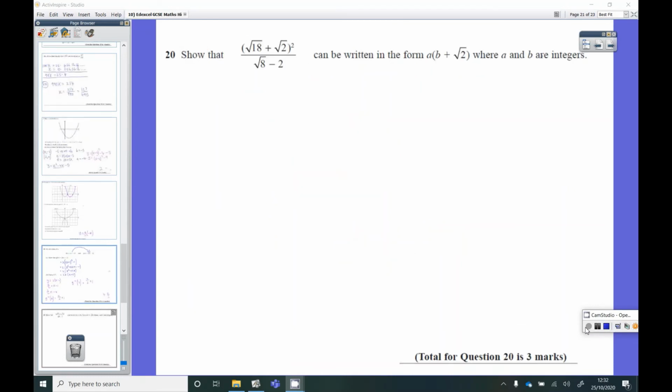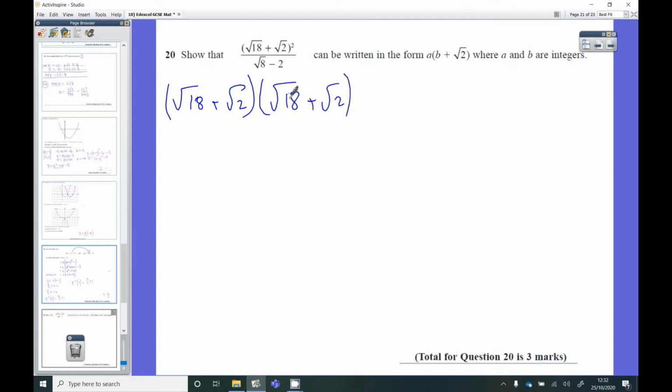Question 18. So let's start off by multiplying out the numerator. So we've got root 18 plus root 2 multiplied by root 18 plus root 2. So just doing the four clauses, we've got root 18 times root 18, which is 18. Then root 18 times root 2 is root 36, which is plus 6.